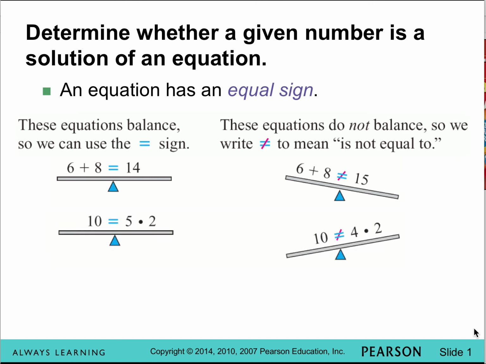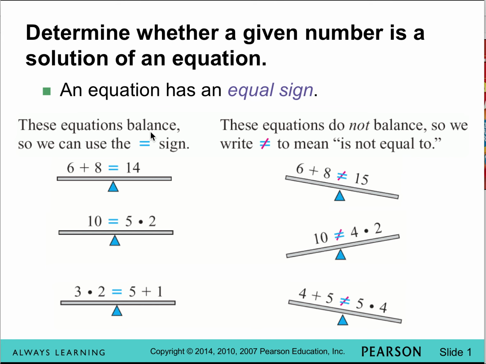Okay, I'm just going to put them all up there. So these equations balance, right? That's kind of what an equal sign is. It means it's the same on both sides. 6 plus 8 is the same thing as 14. 5 times 2 is the same thing as 10. 3 times 2 is 6, which is the same thing as 5 plus 1. So it doesn't matter what your expressions look like, but when there's an equal sign between them, they have to equal the same value. And you can see these over here are not equal because 4 plus 5, 9, is not the same as 20.